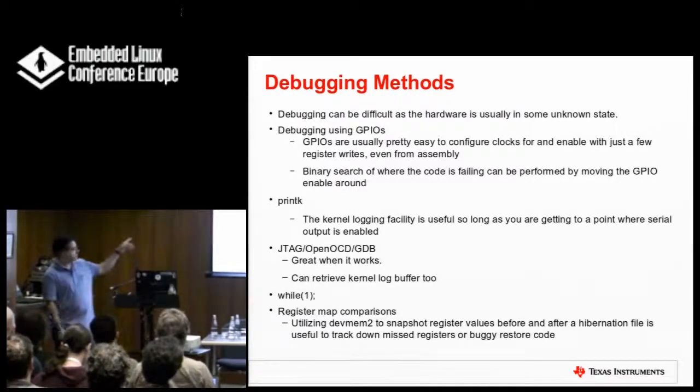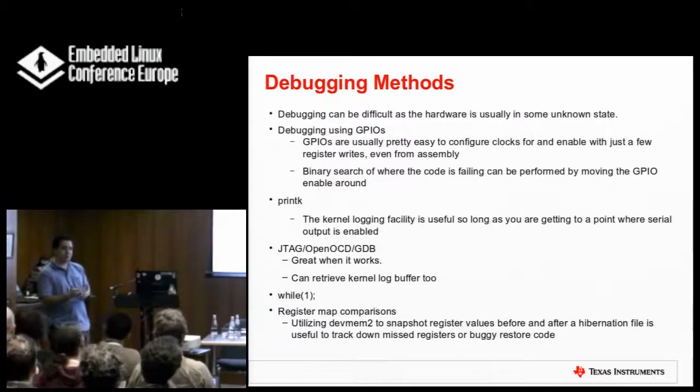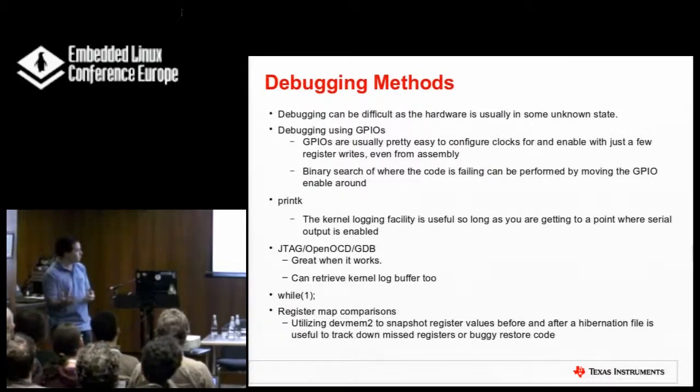So GPIOs end up being pretty handy, because there's usually one that is always on and you can use, and so you can just binary search by turning that GPIO on and off in your code to see, did you make it to this point? Did you make it to that point? And of course, printk is handy if you have serial up and running, but a lot of times that's something that has to be turned off.